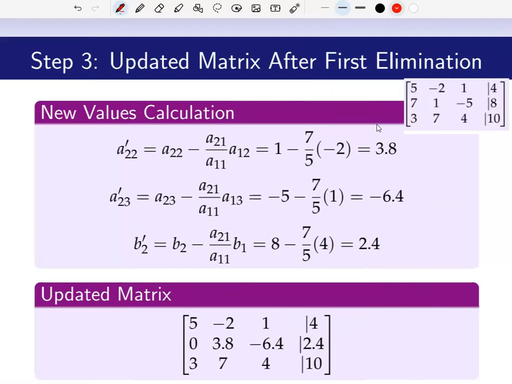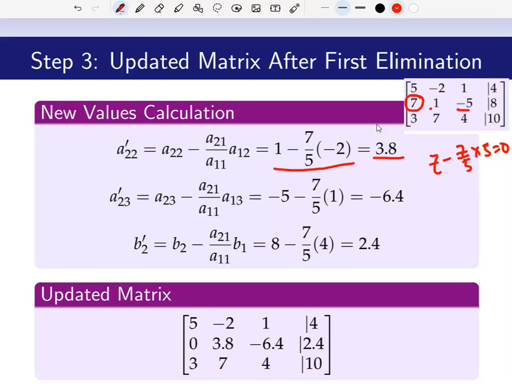So now we are going to make this element 0. For that we have to do 7 minus 7 by 5 into 5, so that will be 0. So this will be 0. Now a22 double dash: after doing the operation the element will change, so the a22 element will be changed. So a22 dash will be a22 minus a21 by a11 times a12. So a22 is 1 minus 7 by 5 into a12, that is minus 2. If we do the calculation, we'll get 3.8.